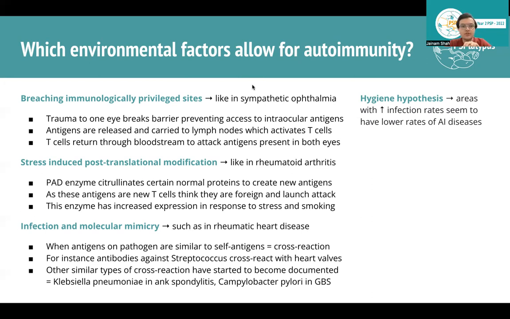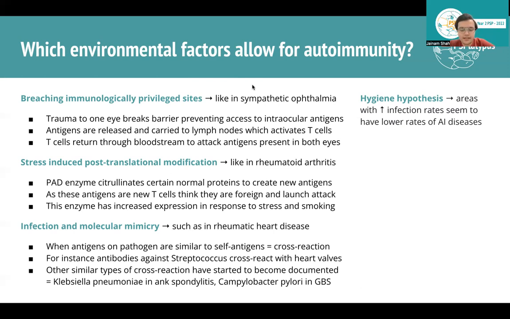Then you've got stress-induced post-translational modification. In rheumatoid arthritis, this is super high yield. You have a few genes that could be responsible and lead to enzymes that citrullinate normal proteins, and those normal proteins are typically found within the joint spaces. So they citrullinate them, and because they have now been modified, although they were normal proteins to begin with, your body thinks that they're completely different because they now have additions on them. So the T cells think they're foreign and then launch an attack. That's how you get rheumatoid arthritis in a very, very simple way.